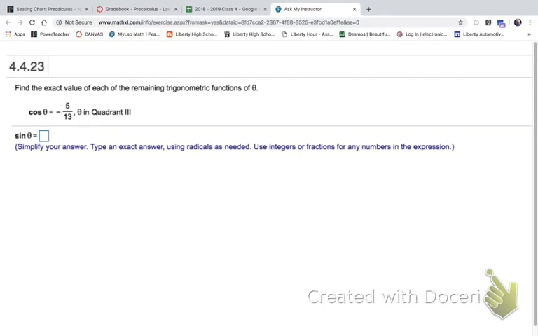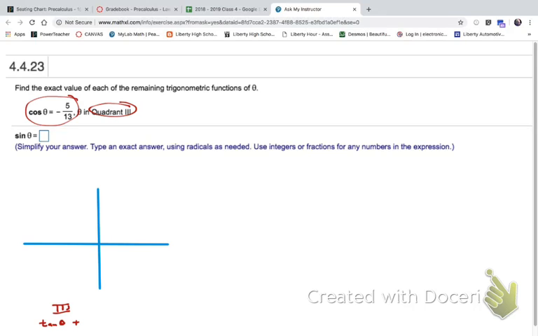Alright, so it tells us that we're in quadrant 3, and then we have cosine. Okay, so if we're in quadrant 3, then we're going to be down here, right? So the only thing that's positive down here is tangent. Okay, tangent's positive, everything else is negative.